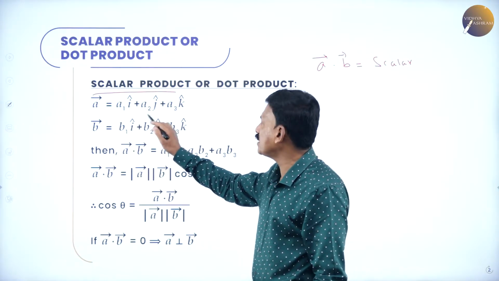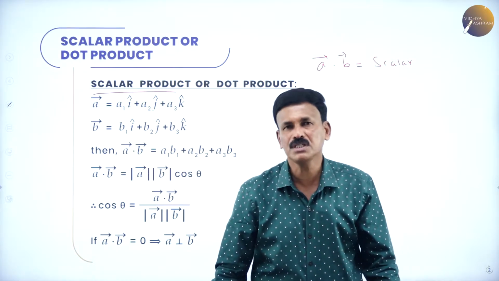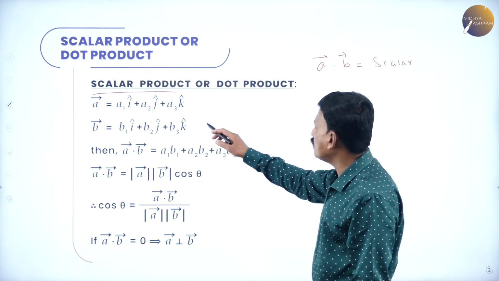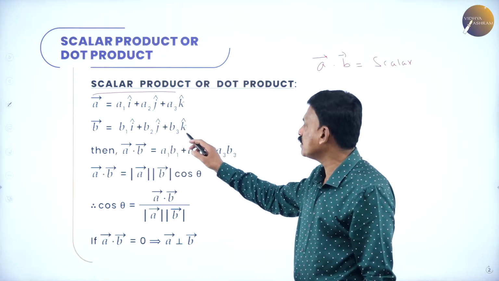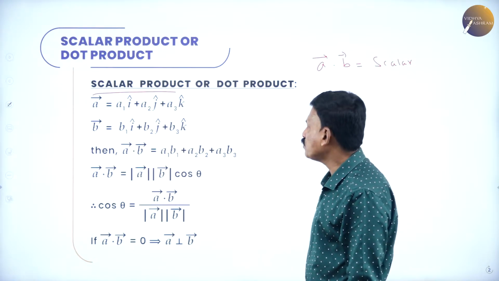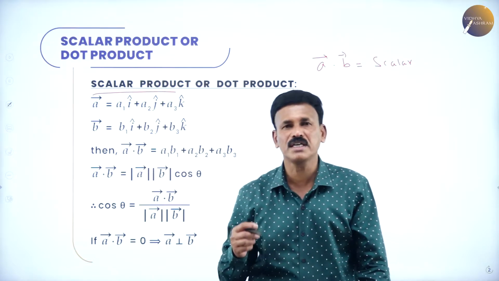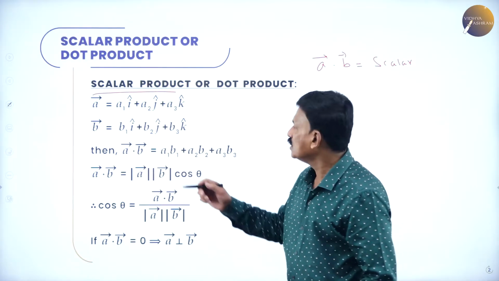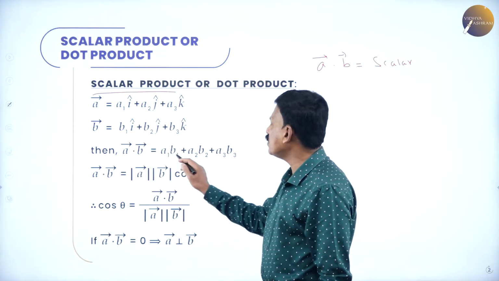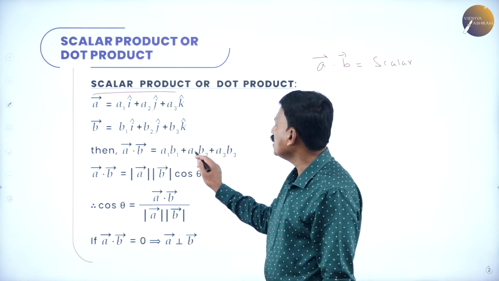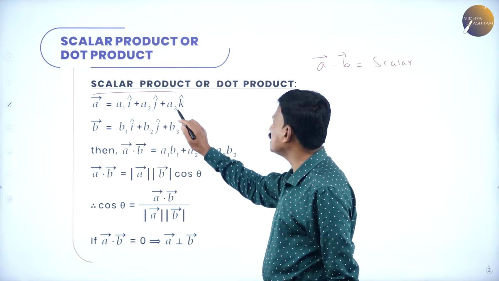Vector A is equal to A1 i cap plus A2 j cap plus A3 k cap and vector B is equal to B1 i cap plus B2 j cap plus B3 k cap. Then the dot product of A and B, denoted A dot B, is equal to: just multiply the coefficients of i cap, j cap and k cap and add them. So that is A1 B1 plus A2 B2 plus A3 B3, where the coefficient of j cap gives A2 B2 and the coefficient of k cap gives A3 B3.